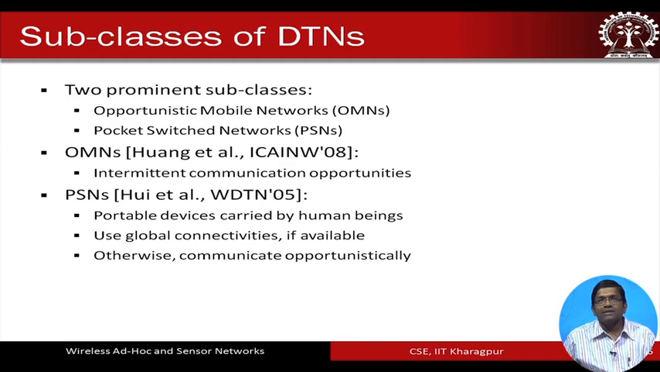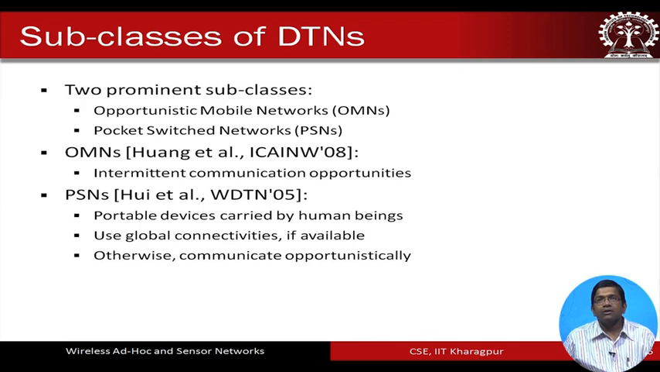So, the OMNs, opportunistic mobile networks: one of the first works published on them was by Huang et al. And the reference is given over here. It was published in 2008, and in opportunistic mobile networks, the nodes communicate with one another opportunistically, because the communication is intermittent between the different nodes.